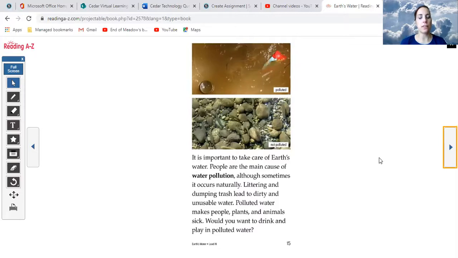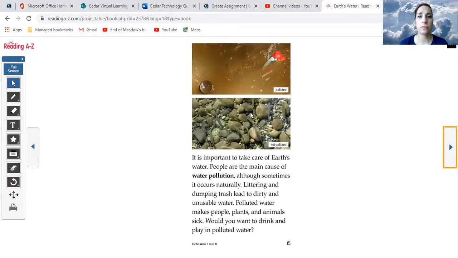People are the main cause of water pollution, although sometimes it occurs naturally. Littering and dumping trash lead to dirty and unusable water. Polluted water makes people, plants, and animals sick. Would you want to drink and play in polluted water?